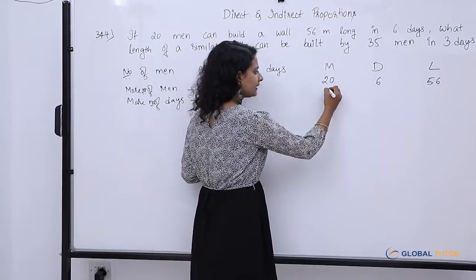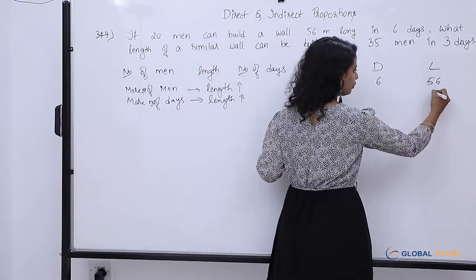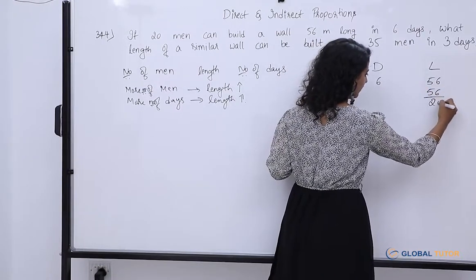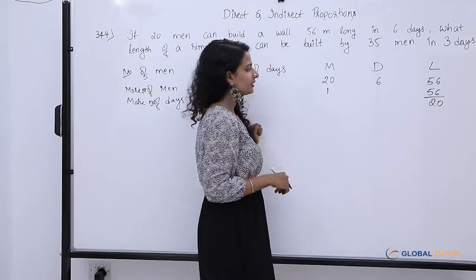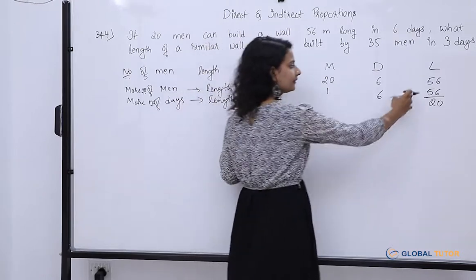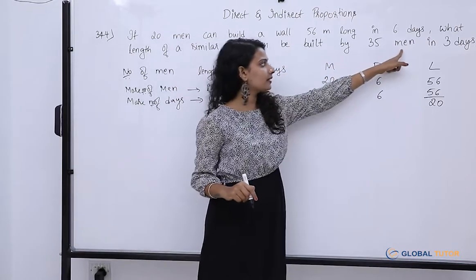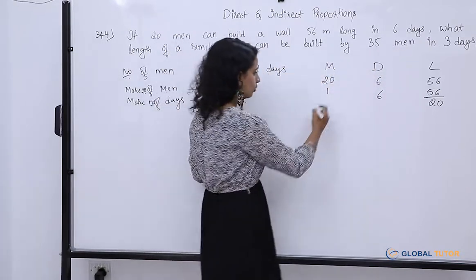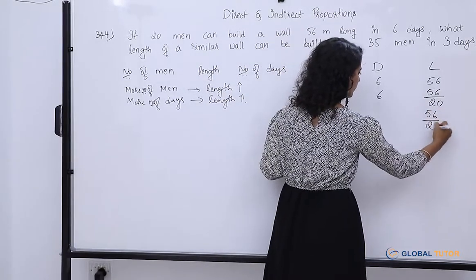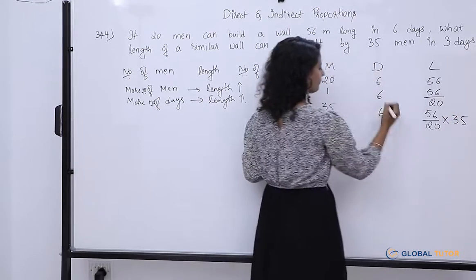Now if we decrease the number of men, even the length of wall will decrease. So we will divide. When you say decrease, you have to divide. And if you increase the number of men, then the length of the wall also will increase. They said in the second statement there are 35 men. So 35. So here it becomes 56 into 20. 56 divided by 20 into 35.